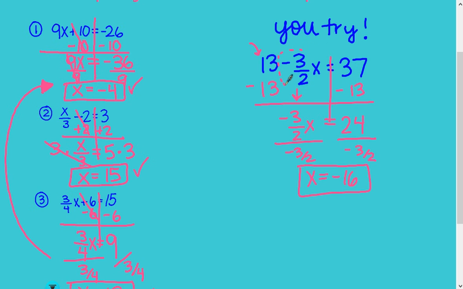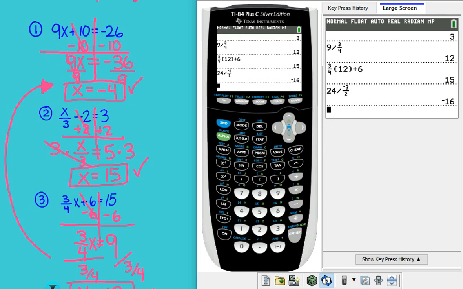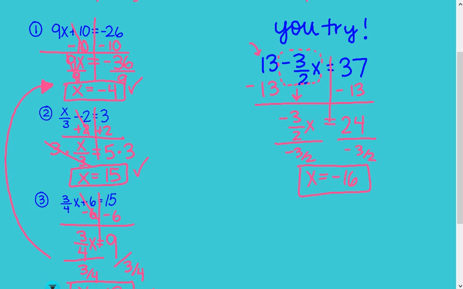This is a -3/2. Remember that the sign out in front of a number, not only is it an addition or subtraction sign, but it represents the value of a number. So that's a -3/2. So once I get to this step, I need to divide both sides by -3/2, and I did that in my calculator. And 24 divided by -3/2 is -16. And again, you should know that you got the right answer if you had plugged that back in.